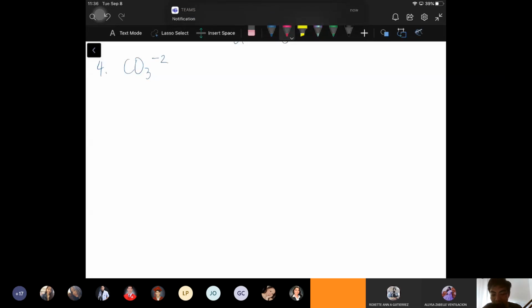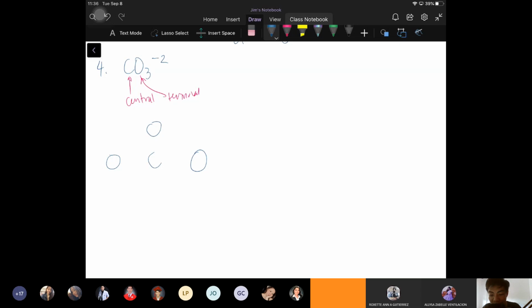Yes po. Carbon is our central atom. Oxygen would be the terminal. Okay, so I can draw the skeleton na, no? In the middle, I have my carbon. Then, around it, nandun yung oxygens.